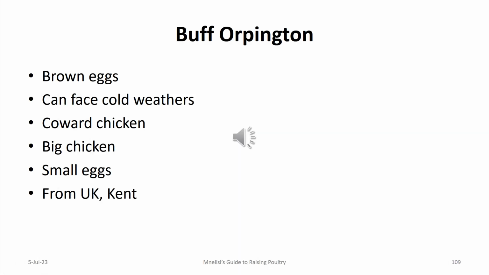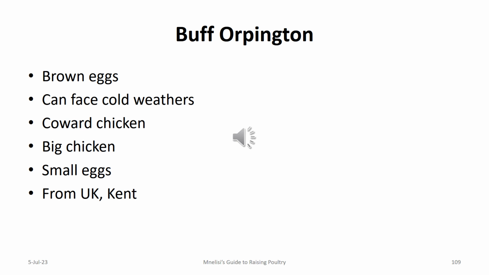Buff Orpington. This is a big chicken that lays brown eggs. This chicken is comfortable with cold places, but it's a coward. It's not a good fighter. It lays small eggs. It's a chicken from the UK, Kent.